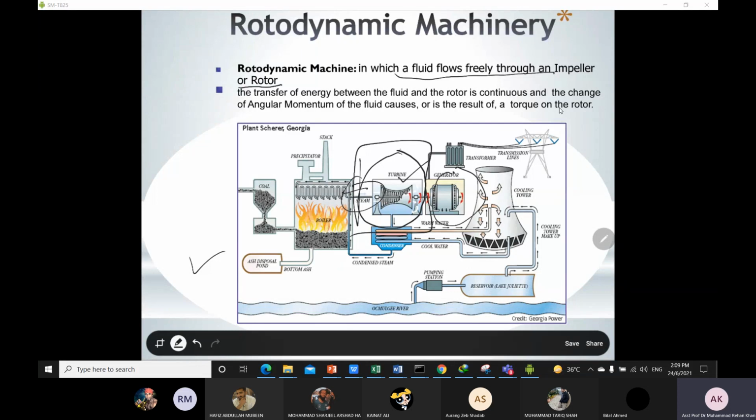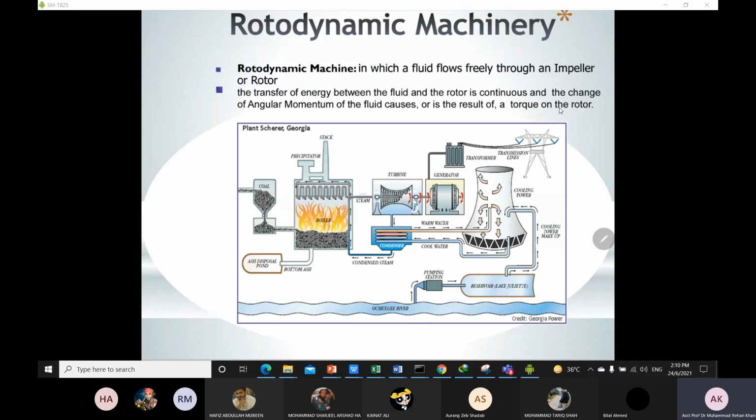As we are now discussing only the steam machine, however, there are some other rotodynamic machines as well. For example, the same turbines are used for water purposes as well. These are called water turbines. Here we are only discussing the steam turbine. However, the principles are almost the same, so there is not much difference in the principles.